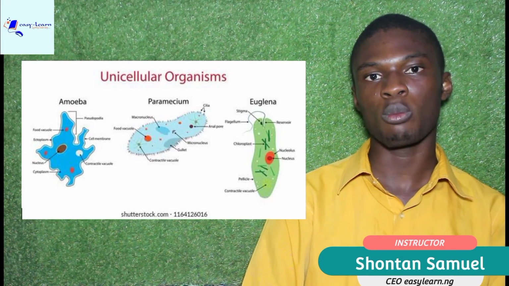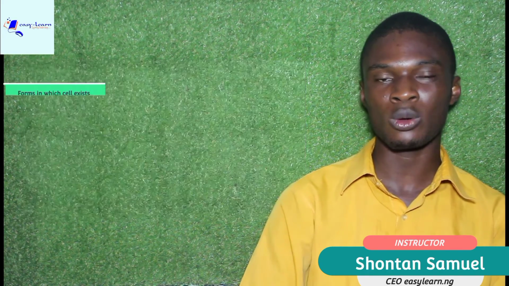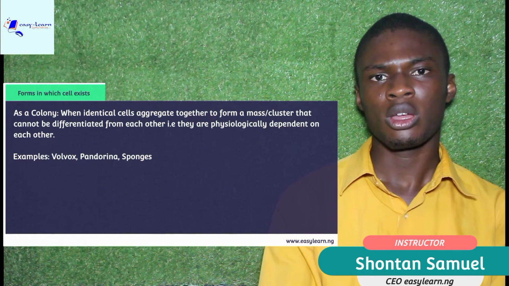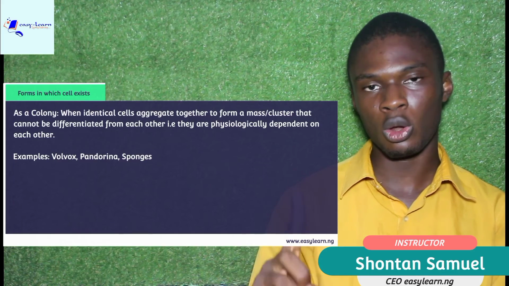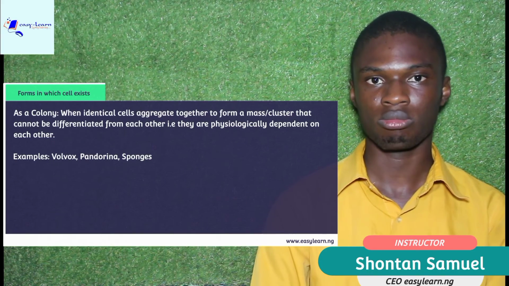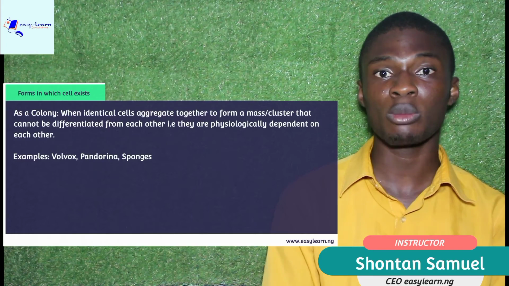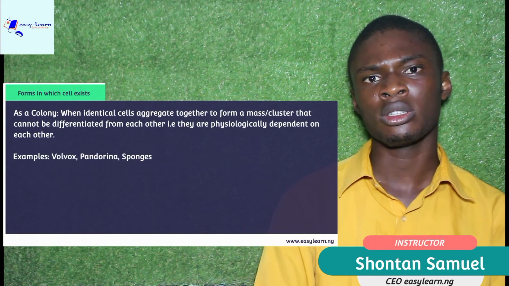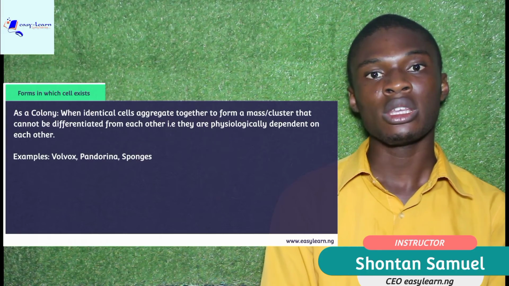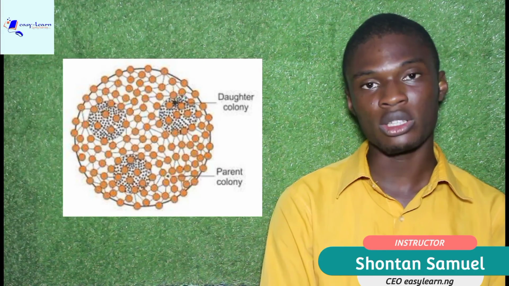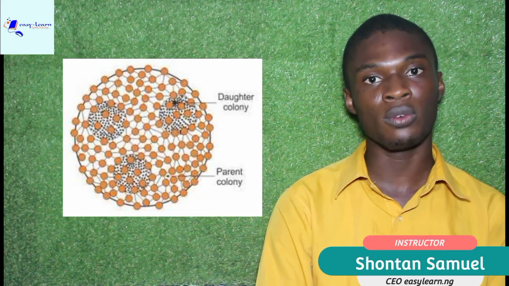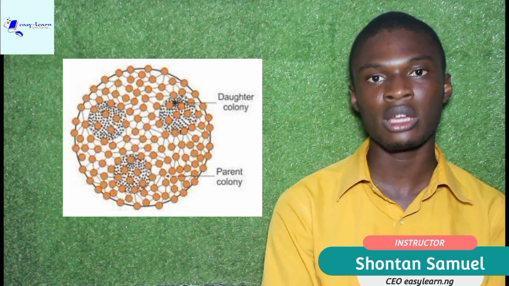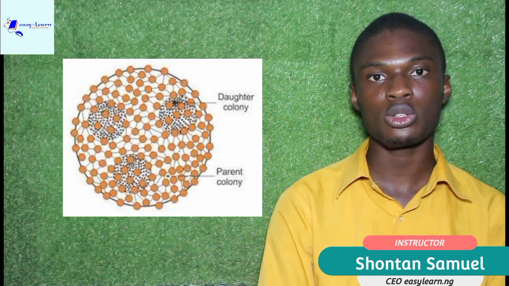The next form in which cells can exist is as a colony. This is when identical cells aggregate together to form a cluster or a mass of cells. These cells cannot be differentiated from each other, and they are dependent on each other. That is a cell as a colony. A very common example of a colonial organism is volvox. Volvox consists of cells that are massed together and dependent on each other.